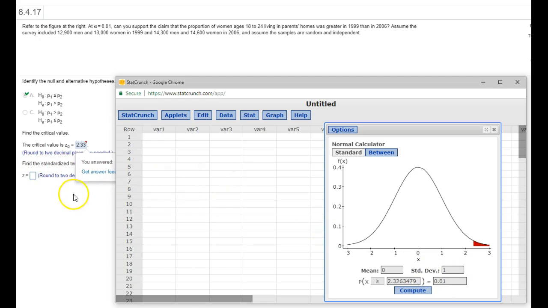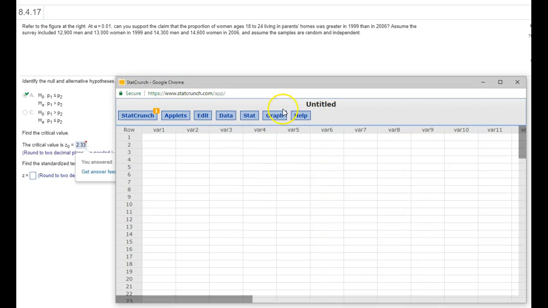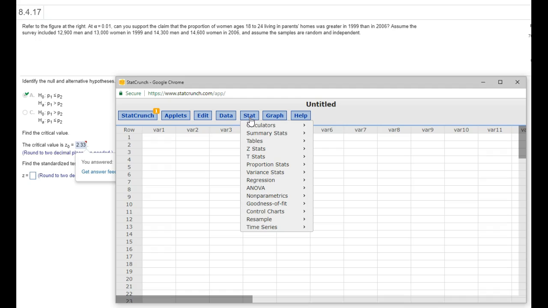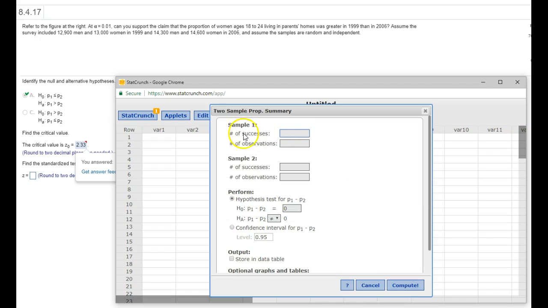Now the standardized test statistic. To find that, you want to think about the test we're doing. So we want to go into stat, and we're dealing with proportions here. As you can see, we're dealing with proportions, and so we're doing a two-sample proportion stat. And notice that we don't have raw data, we have the summary. So with summary, now we want the successes and observations.